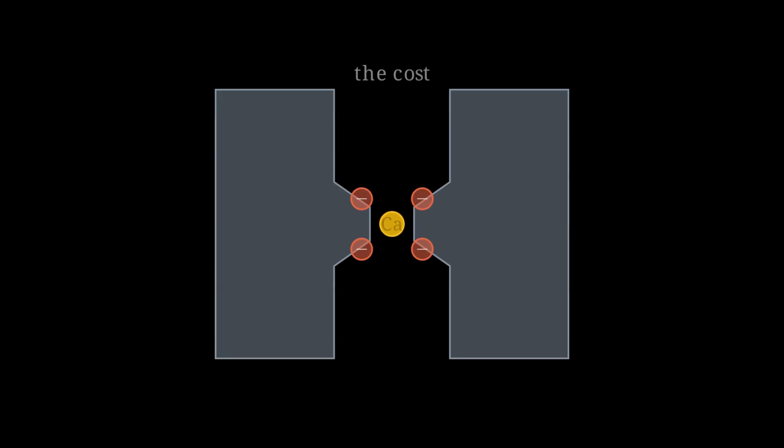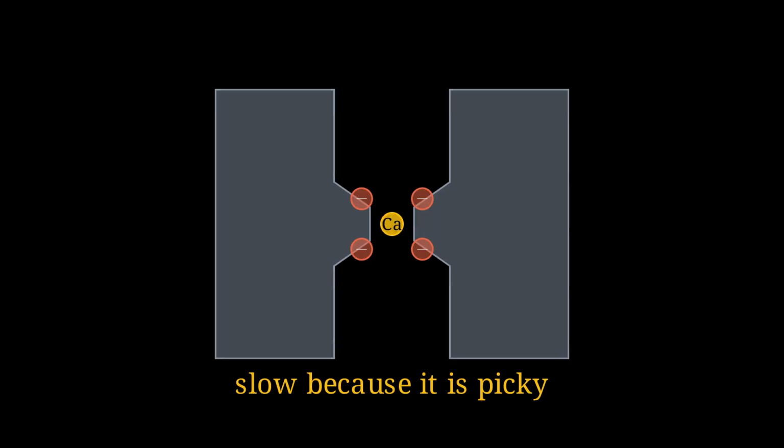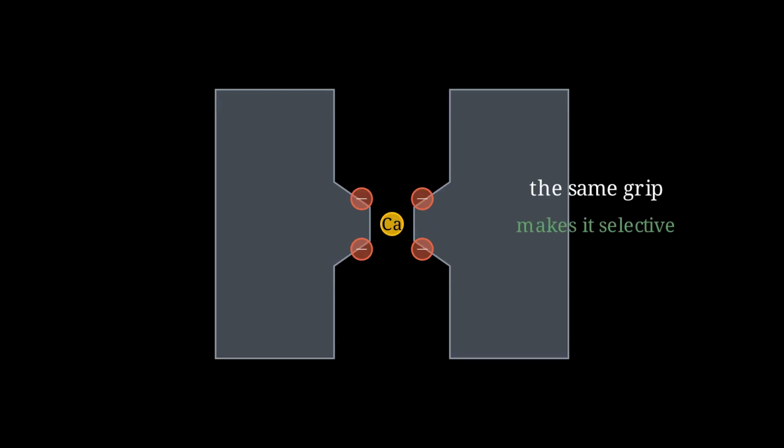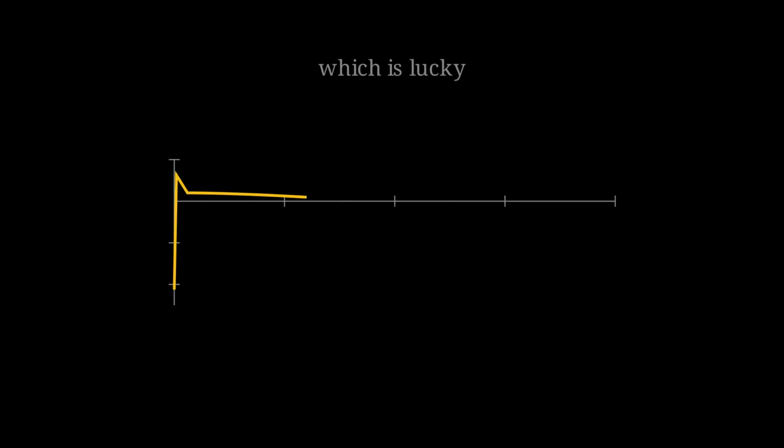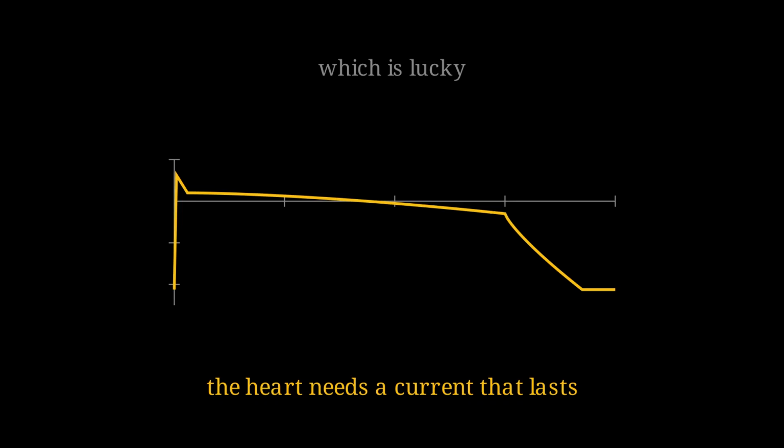But the cost for that is that the channel that holds onto an ion is slow to pass it along. The calcium only moves when a second calcium ion arrives behind it and shoves it off. So the channel is slow because it is picky. The same grip that makes it selective is what stops it working quickly. Which is lucky because the heart needs a current that lasts, and a fast calcium channel could never hold a plateau.